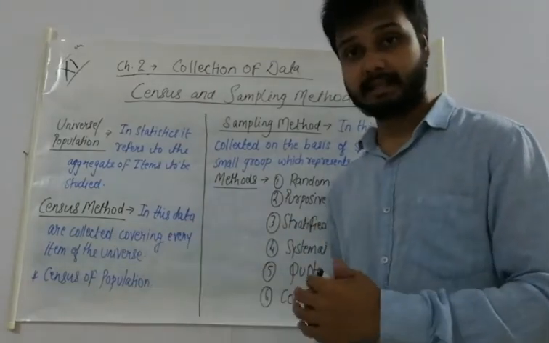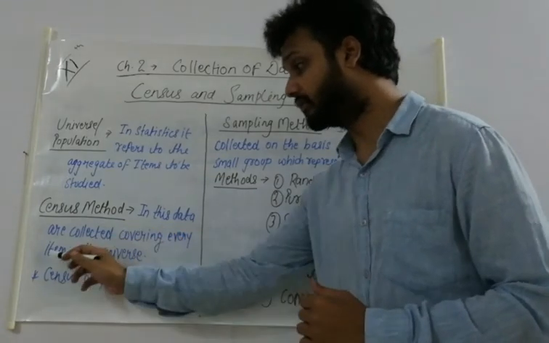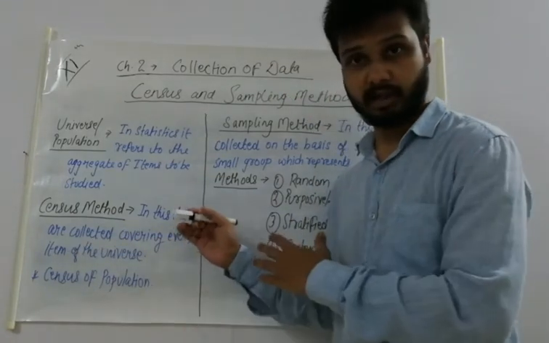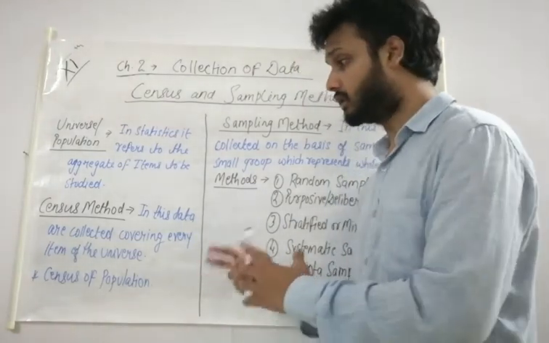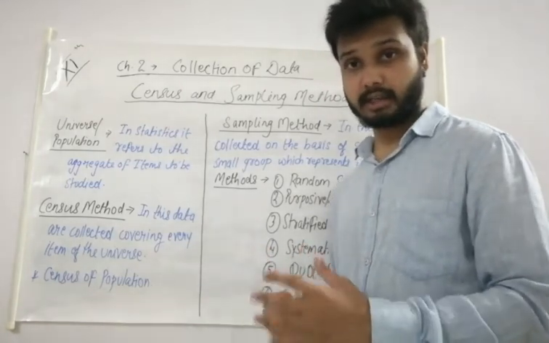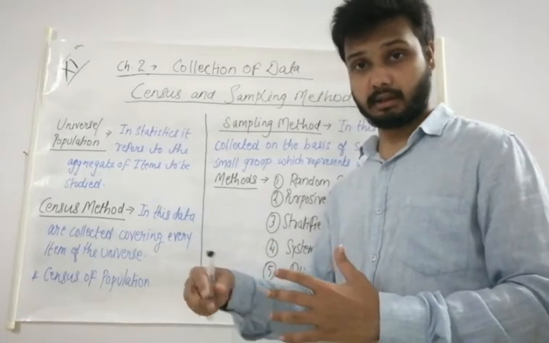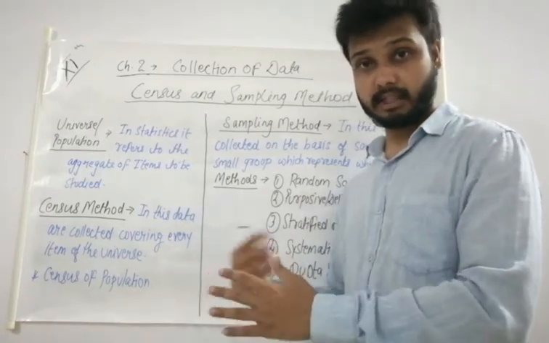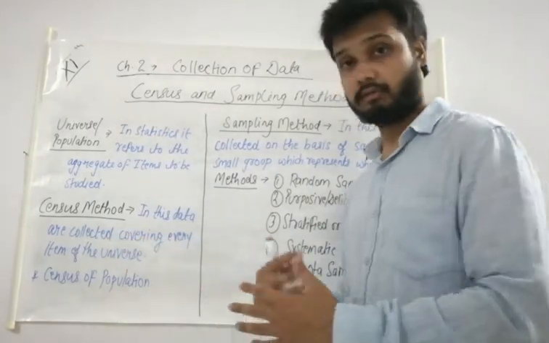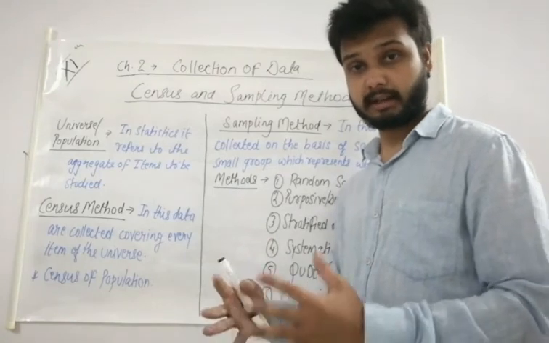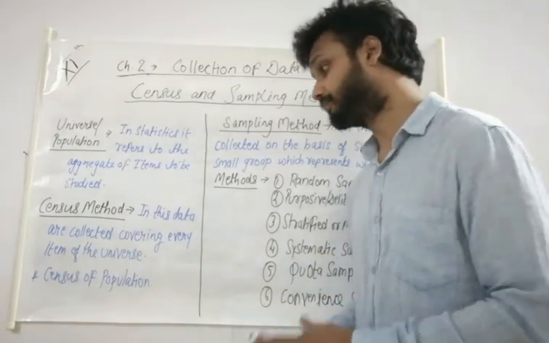So the first one is census method. In this, data are collected covering every item of the universe. Universe we have already seen. So in census method, all the items are covered. If we have to collect the data from 1000 people, we will go to each person and collect the data from each person. We will cover all 1000 persons. When we personally go to all of them and collect the data, this type of method is known as census method.